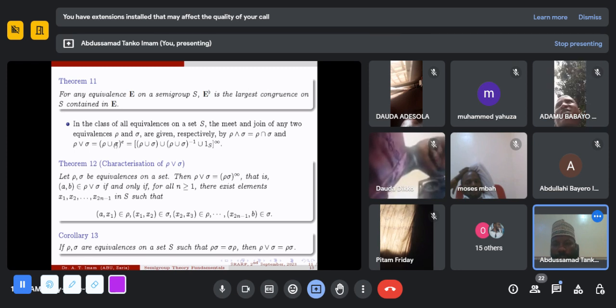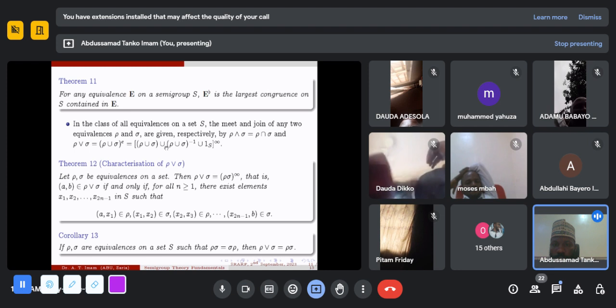and so the smallest containing both rho and sigma. And from one of the theorems we discussed in the last lecture, this is characterized by taking the transitive closure of this relation over here. And then we utilize some of the characterizations we have discussed earlier to come up with this characterization of the join. So the join, in other words, the smallest equivalence relation containing both rho and sigma is characterized by the transitive closure of their composition.